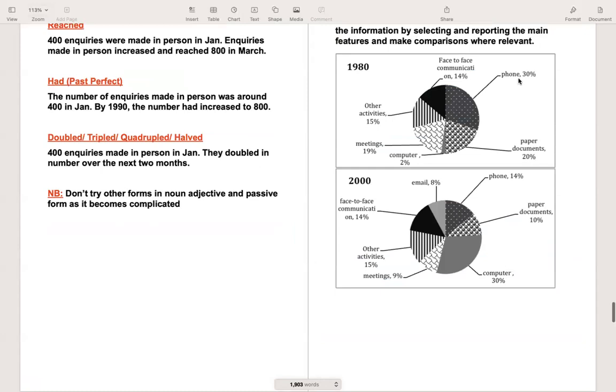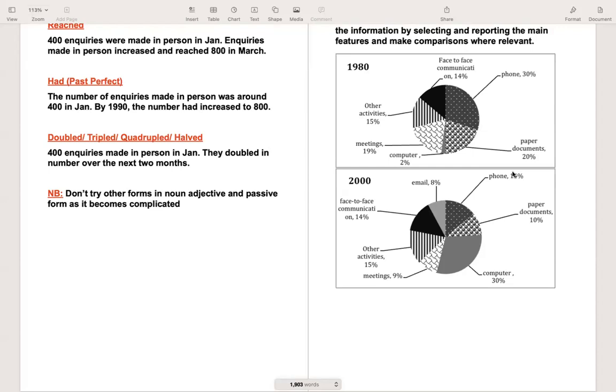30%. 30%. And then it decreased by? 16%. Okay. So now I want to tell you a thing. Don't make the examiner do mathematics. So do this: use "by" when the calculations are pretty easy.